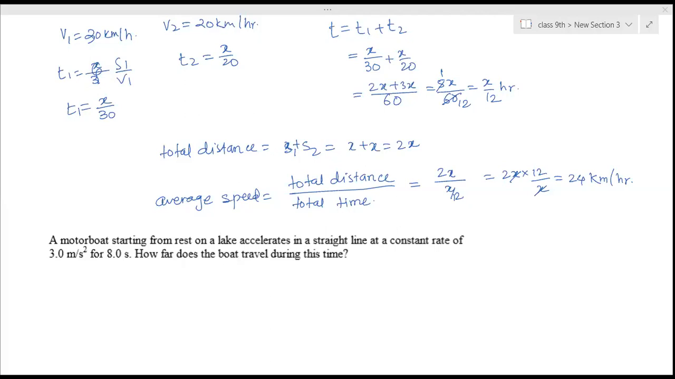What 96? Kilometer or, no wait, meters. Okay. Meters. What's the answer? 96 meters. Sorry, meters.